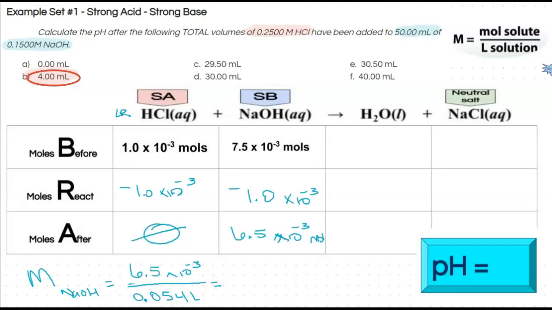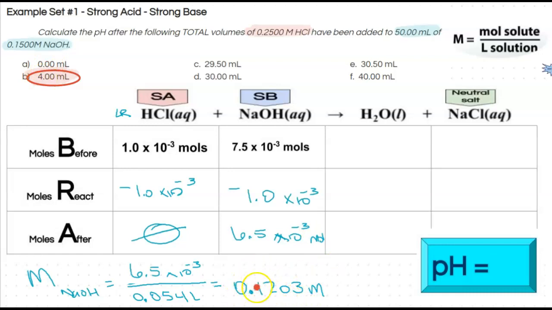That means for this calculation, the concentration of my base is 0.1203 molar. So you can see that my concentration decreased. Well, that makes sense. I had a base of concentration 0.150. I added acid to it. So the concentration of the base should go down, and it did.